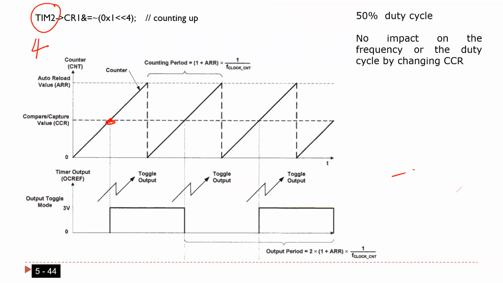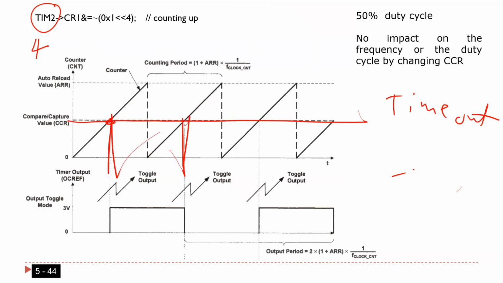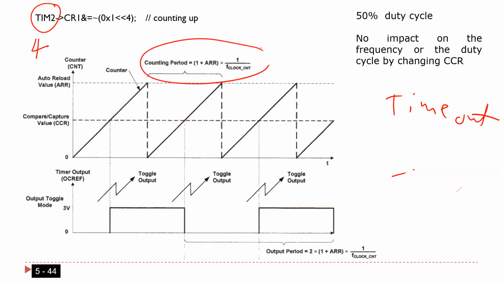So what is the problem here? The problem is that, as you see here, the timeout is fixed. It has to be from here to here. Even if you change CCR, as I told you last time, the timeout is still going to be from here to here. So regardless of the value of CCR, you are going to have a fixed timeout, which is (1 plus ARR) times 1 over the clock. This time we made it 1 millisecond last time.